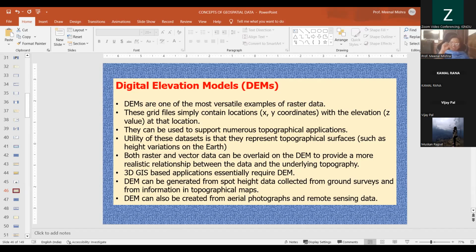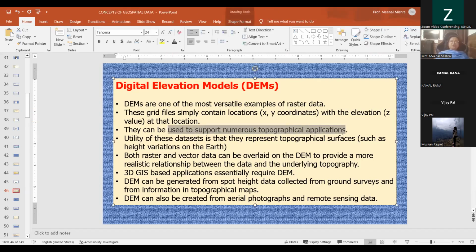See, in case of grids, you simply contain the location X and Y, that is latitude and longitude. But when elevation, that is the Z value, comes in, you can represent this in a 3D model, that is a digital elevation model, and it is used in various topographical applications. Topographical surfaces can be very well represented by these DEMs.